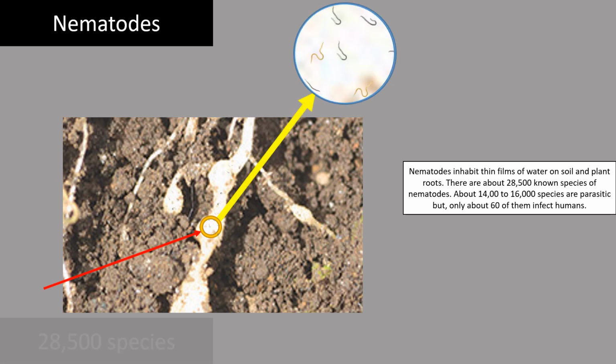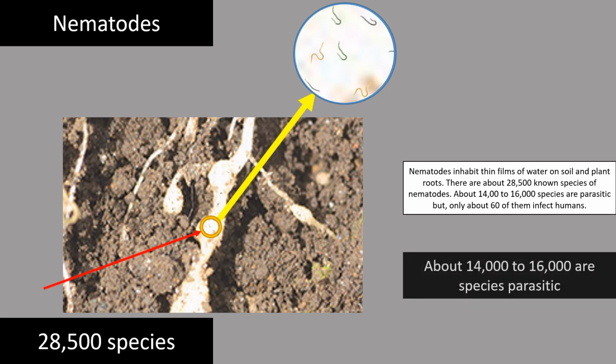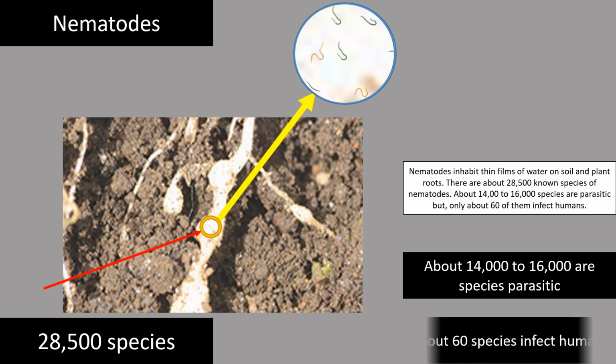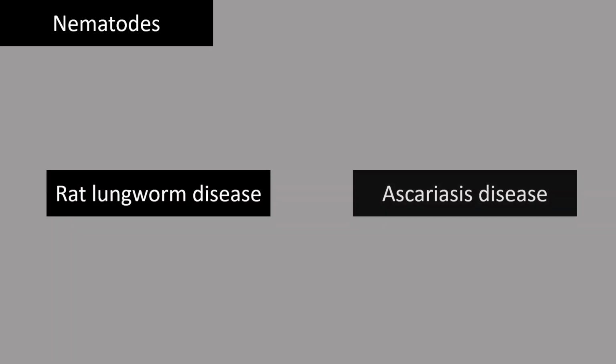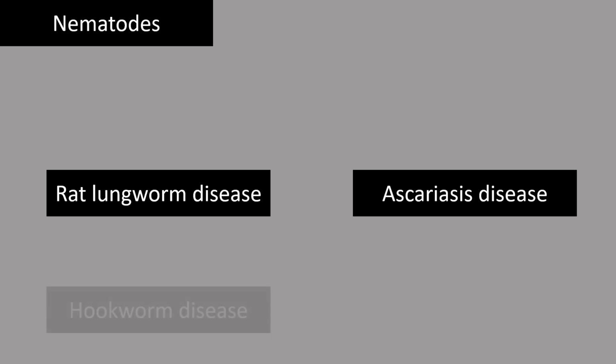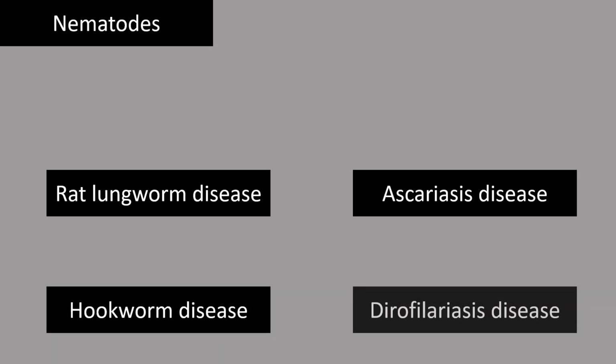There are about 28,500 known species of nematodes. About 14,000 to 16,000 species are parasitic, but only about 60 of them infect humans. Some of the diseases caused by these nematodes are rat lungworm disease, ascariasis disease, hookworm disease, and dirophylloriasis disease.